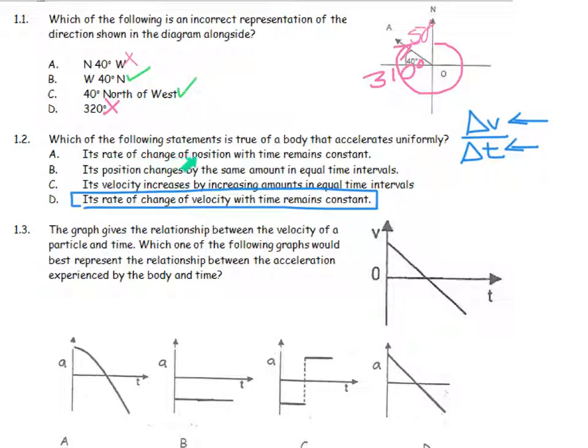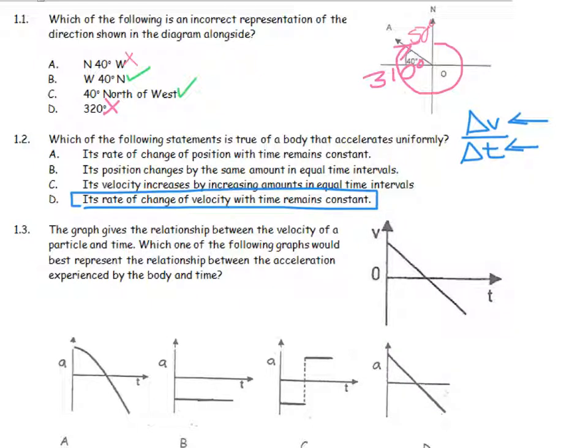It's a rate of change of position. No, that would be velocity being constant. Its position changes by the same amount in equal time intervals. That is an equal change in position over time, which again is constant velocity. Its velocity increases by increasing amounts in equal time intervals. That's not constant changes in velocity in equal time periods.